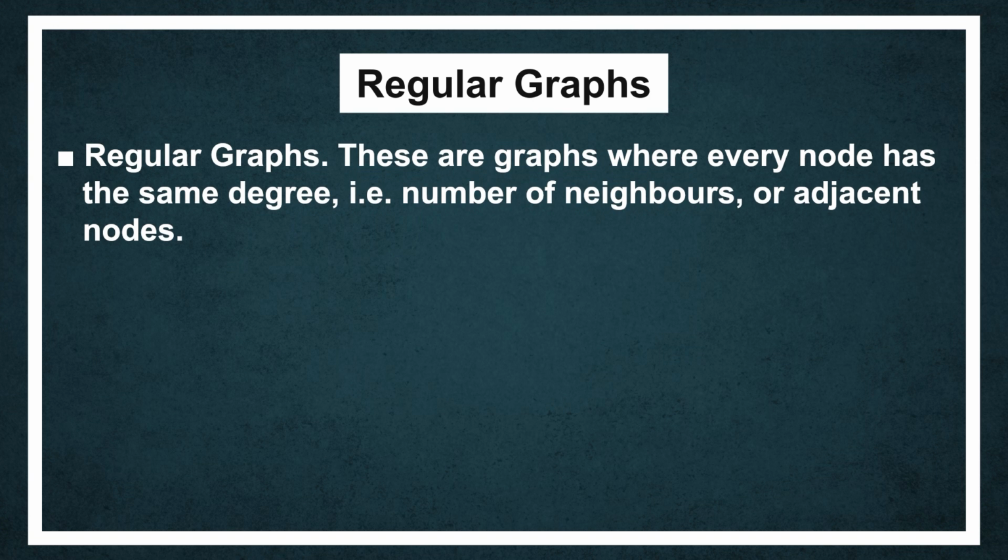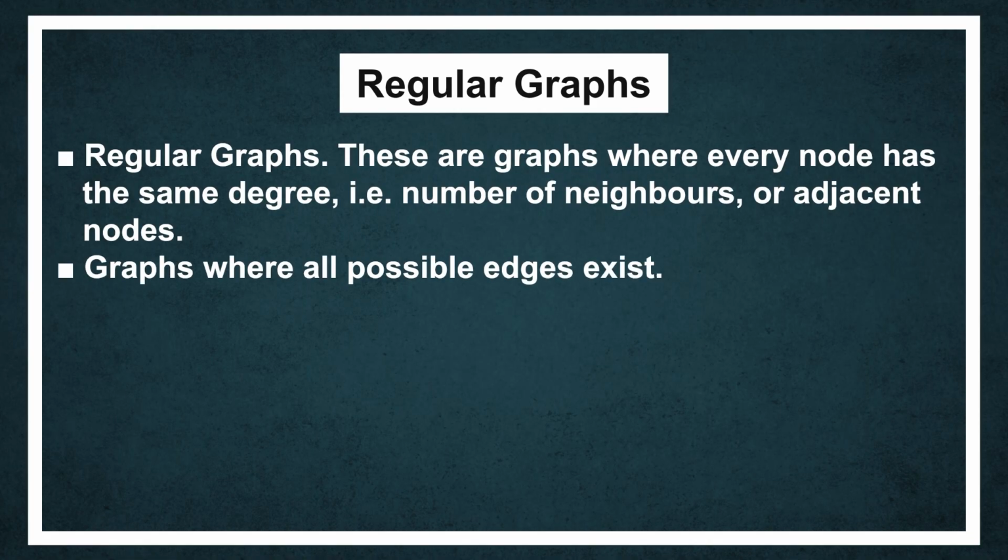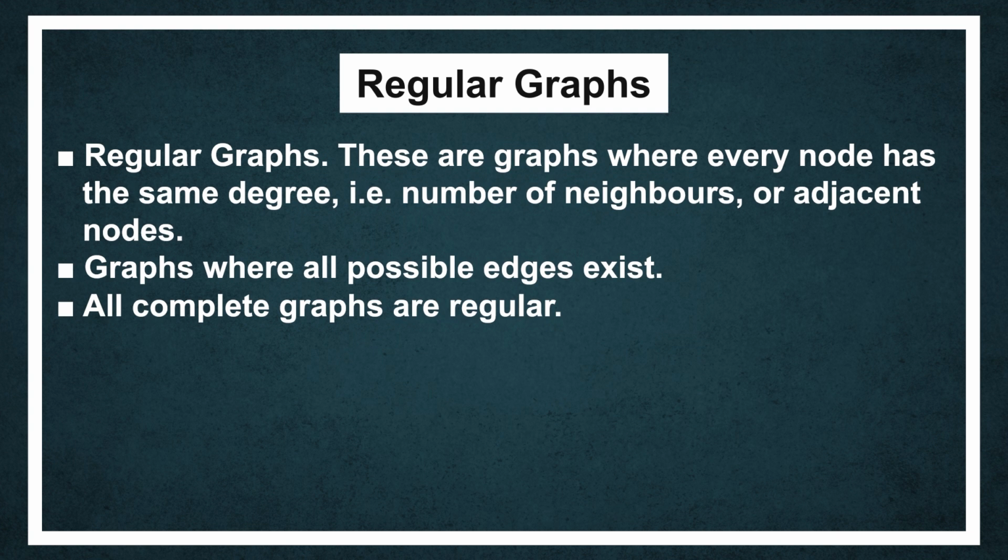Next is the graph termed a regular graph, which means every node has the same degree. For example, the number of neighbors or adjacent nodes should be the same for every vertex. In expansion of this, we have the complete graph, in which all possible edges exist. All complete graphs are regular, actually.